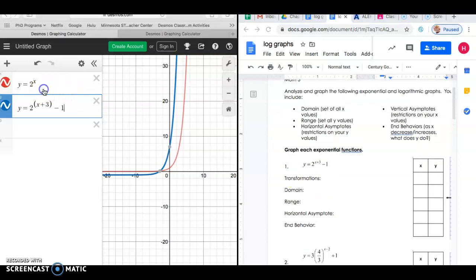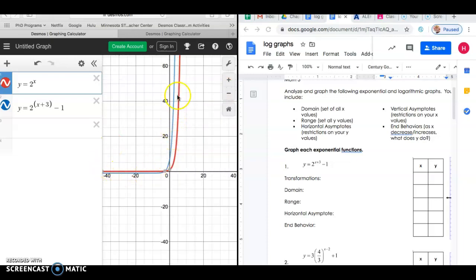So we go into Desmos and we type in y is equal to 2 to the x. And we get out this nice red graph right here. All right? It's very beautiful. It's very nice. It's very red. And I'm going to zoom out a little bit so you guys can see what's going on.